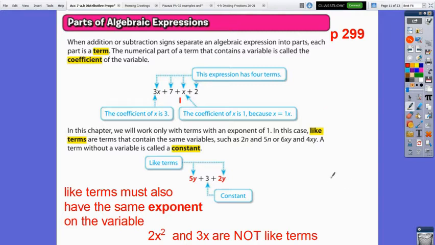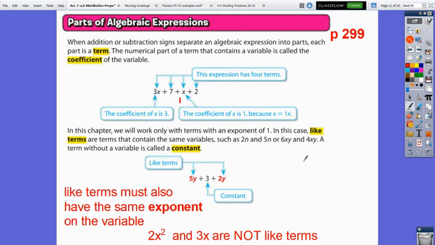Now, to simplify expressions, first off, it tells you in this chapter, we're only going to work with terms with an exponent of 1. I will probably throw in some terms with exponents not 1. Talk about down here. So that's why they say in this case, like terms are terms that contain the same variables. If the letters are the same, then the terms are like terms, and they can actually be combined. So 2n and 5n are like terms, 6xy and 4xy are like terms.